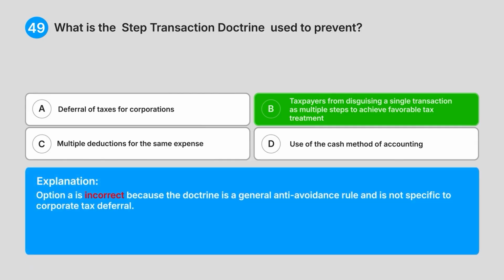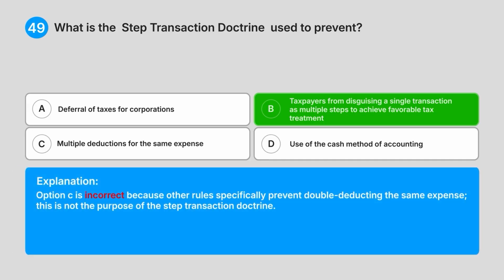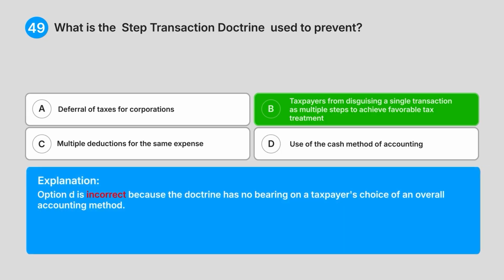Option A is incorrect because the doctrine is a general anti-avoidance rule and is not specific to corporate tax deferral. Option C is incorrect because other rules specifically prevent double deducting the same expense. This is not the purpose of the step transaction doctrine. Option D is incorrect because the doctrine has no bearing on a taxpayer's choice of an overall accounting method.